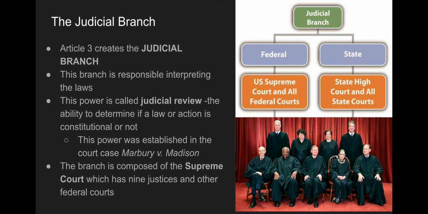The third branch is the Judicial Branch. This is created by Article 3 of the Constitution, and it's the branch responsible for interpreting the laws. So it does not make laws, it does not approve laws, but it looks at the law and decides if it's constitutional or not. This power is called judicial review, the ability to determine if a law or an action, like an executive order, for example, is constitutional or not.